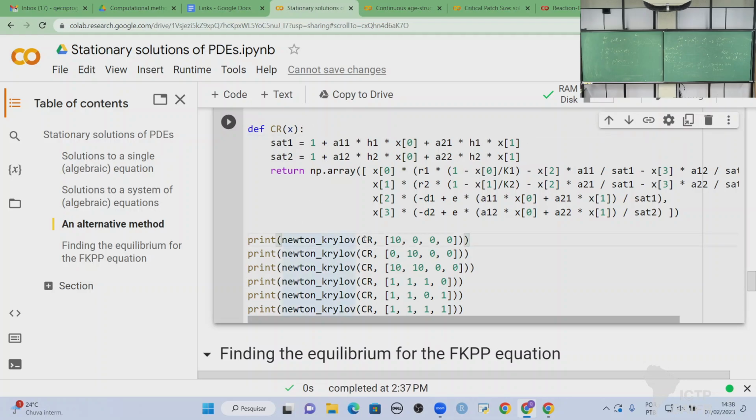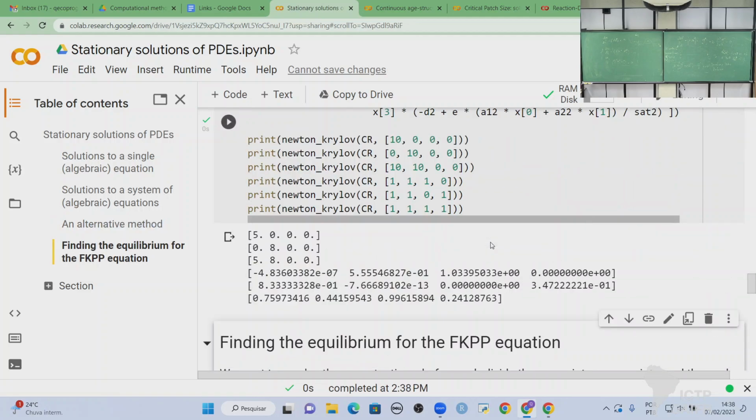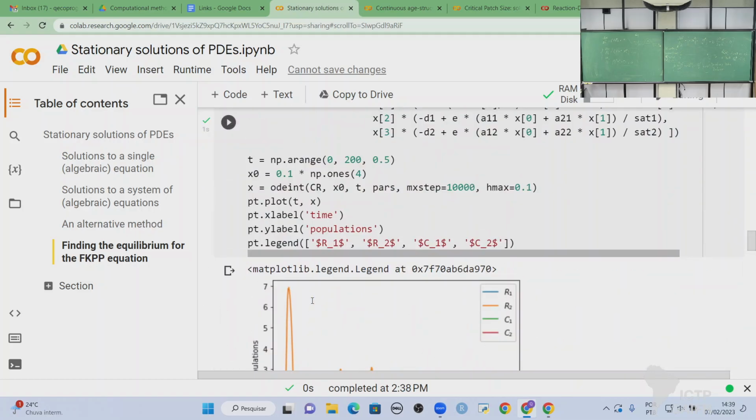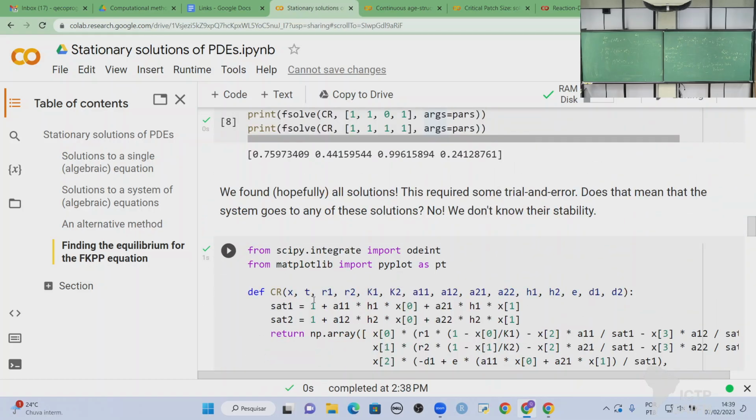You pass the function that now receives only x and returns, and also an initial guess, and it will give you the solutions over here. You see? I think those are pretty much the same. We would go back and try to compare, but I think these are the same numbers, yeah.